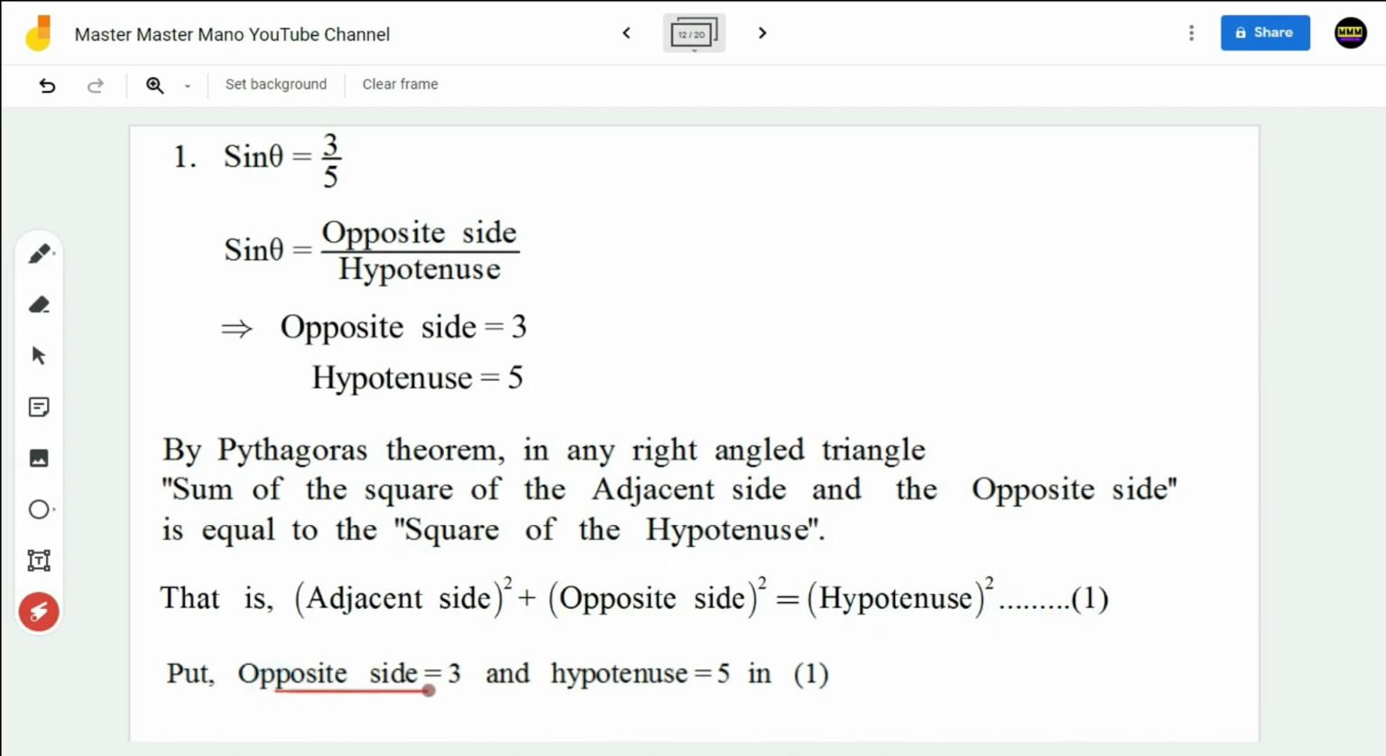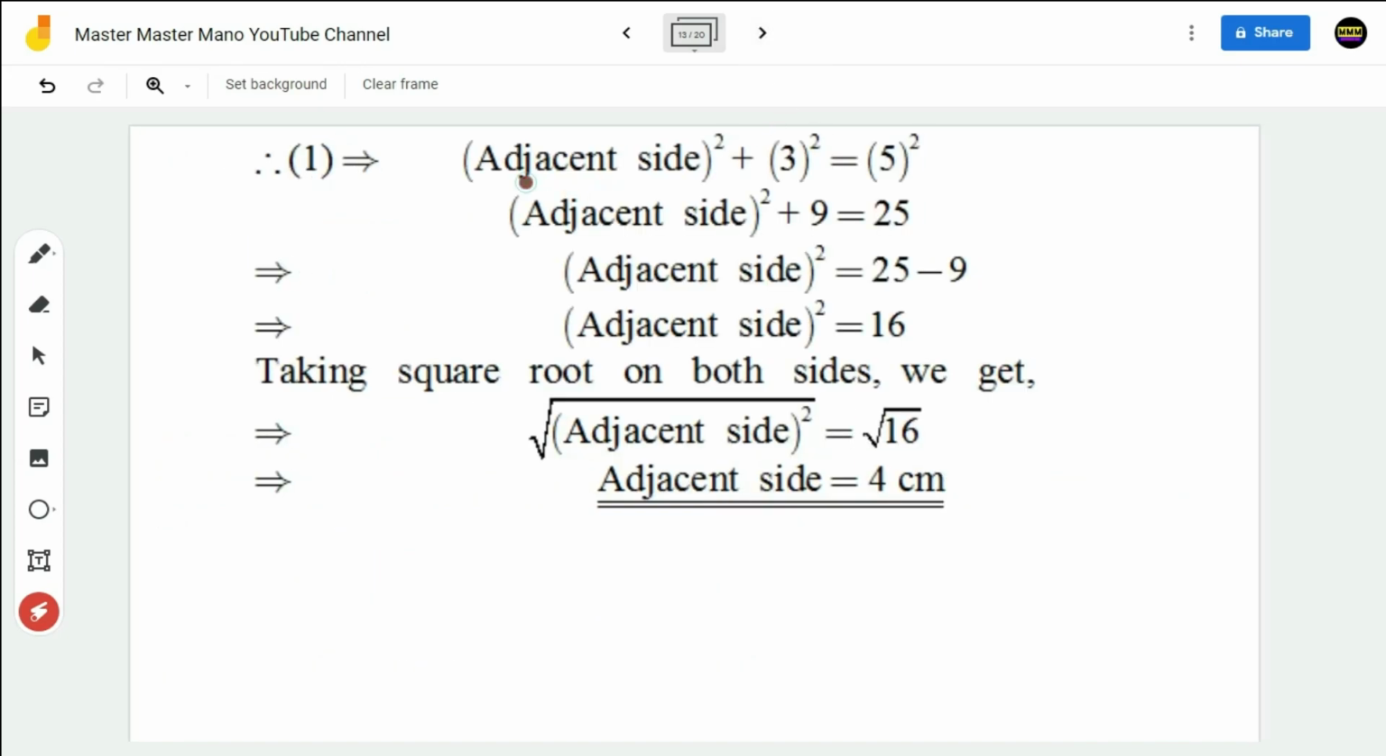Put opposite side equal to 3 and hypotenuse equal to 5 in the first equation. Therefore, the first equation becomes adjacent side square, written as adjacent side square because we have to find that length, plus opposite side square, which is 3 square, equal to hypotenuse square, which is 5 square. Now adjacent side square plus 3 when squared it will be 9, equal to 5 when squared it will be 25. Now adjacent side square, which is to be found, is kept on the left hand side, and on the right hand side we have 25.